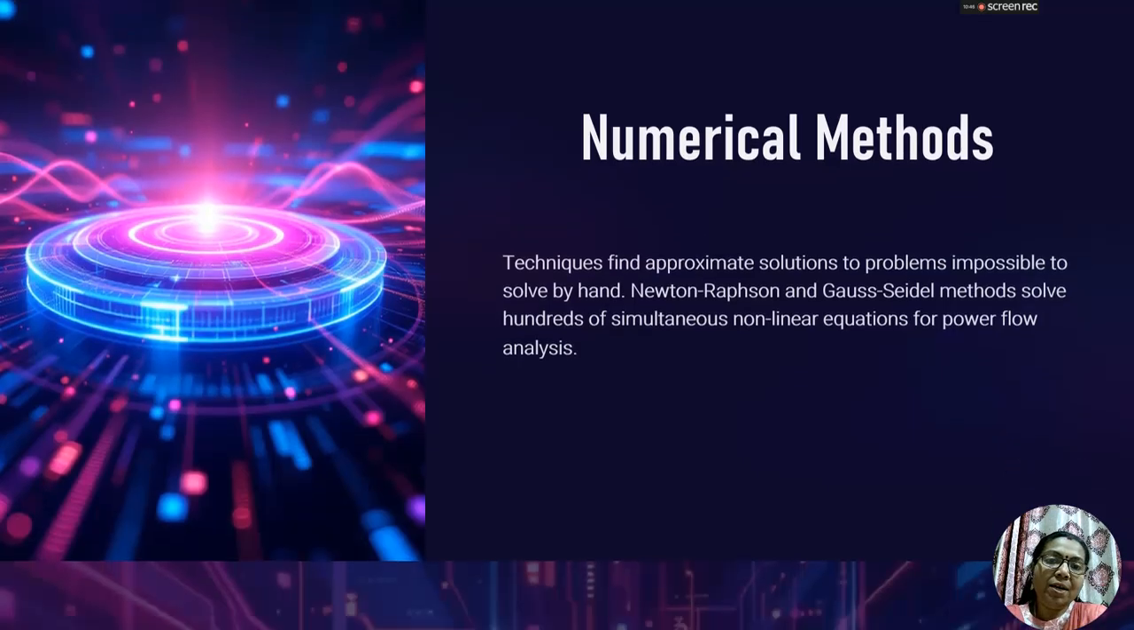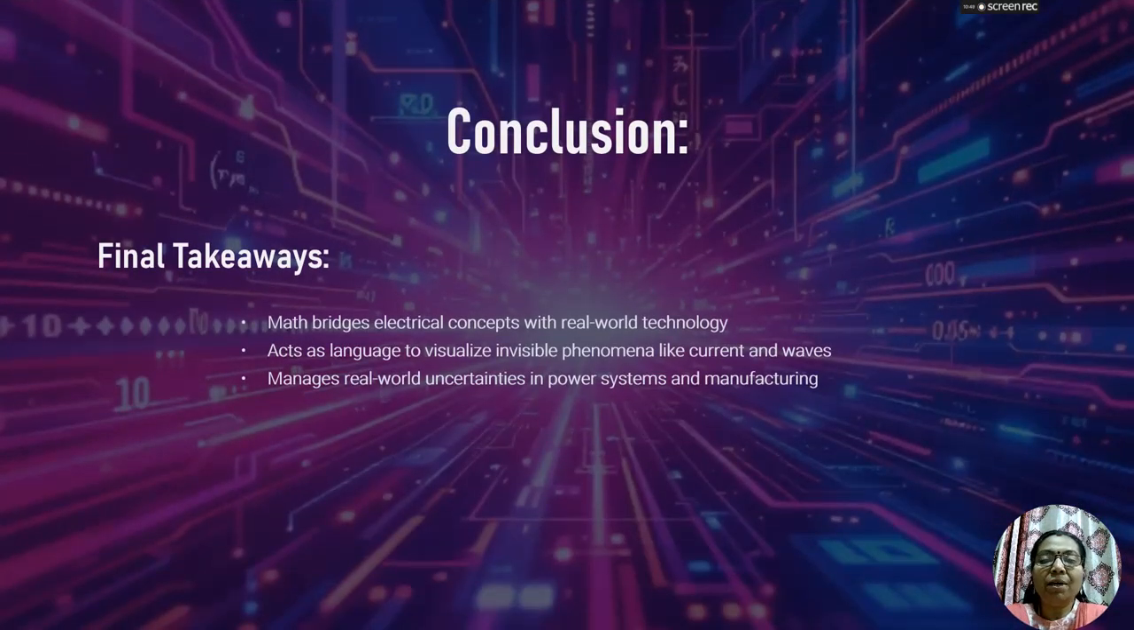So in this way, we can see many applications of how mathematics is applied in the electrical fields. The main thing is that mathematics plays a very important role in electrical concepts with real world technology. It acts as a language to visualize invisible phenomena like current as well as waves, and it manages the real world uncertainties in power systems as well as in manufacturing. So we can conclude that mathematics plays a vital role in electrical engineering.